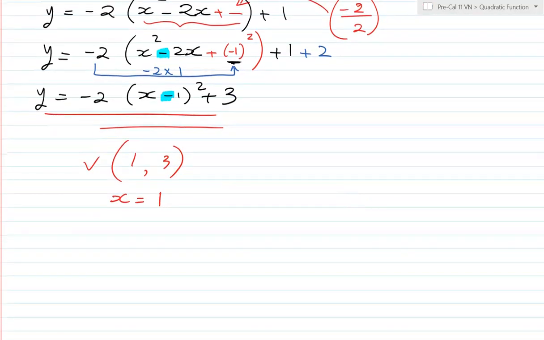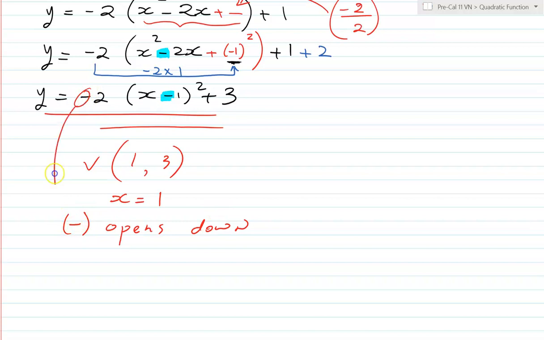The graph opens down. And why does it open down? Because we have the negative in front right here. That's the negative. All right. And the 2, you've got the vertical expansion. And basically you have all the information. Now you can go ahead and graph.